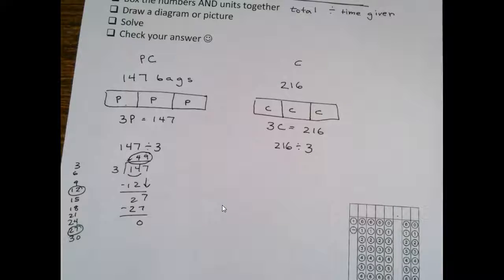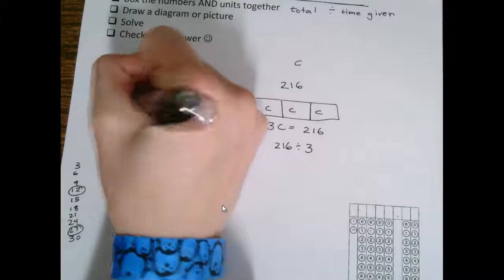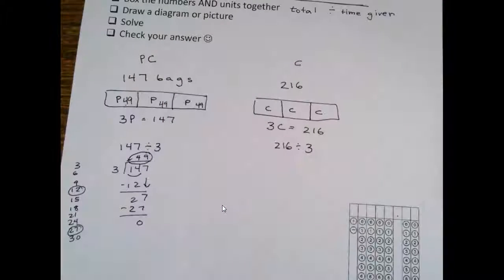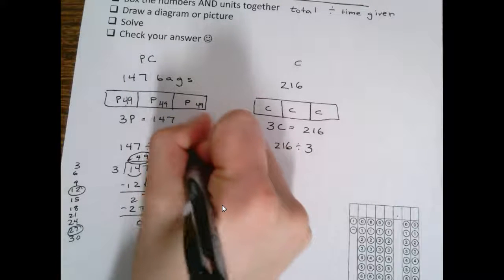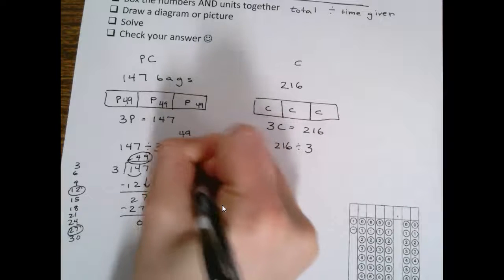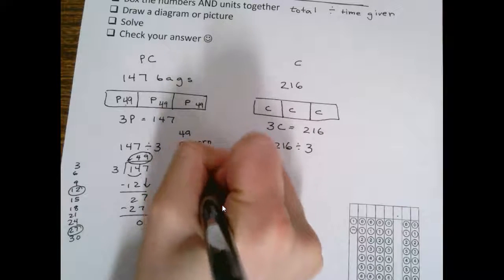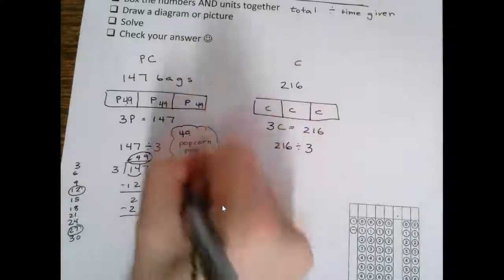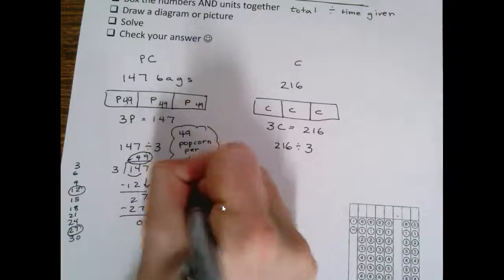So that means that every day, Barbie's helping her sister with 49, 49, 49. So that is my unit rate. So she sells 49 popcorn per 1 day. Per day. That is my unit rate. Hashtag unit rate, yeah!